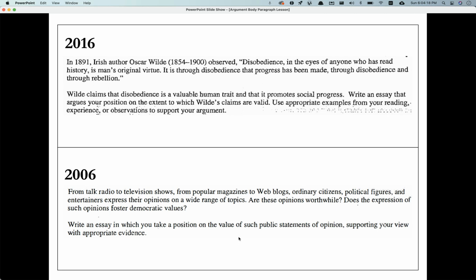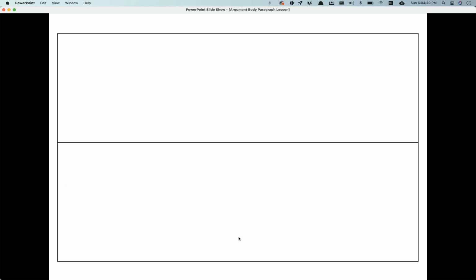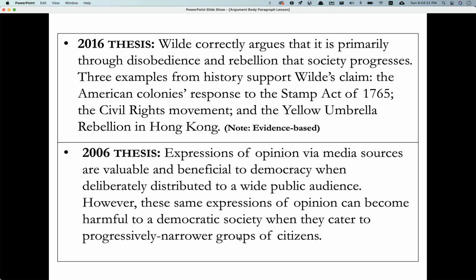All right, you should have paused the video and read those. So moving on. These are now two thesis statements that might be written in response to each of those argument prompts you just read. So again, please pause the video and read these two thesis statements. They will help you to understand some of the argument body paragraph structure pieces in future slides.